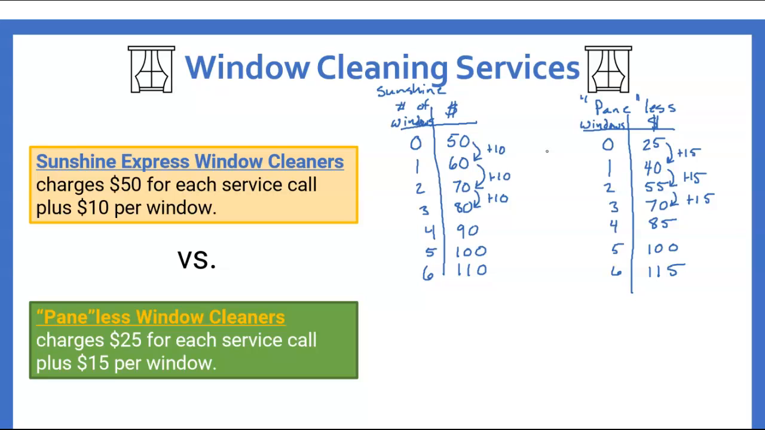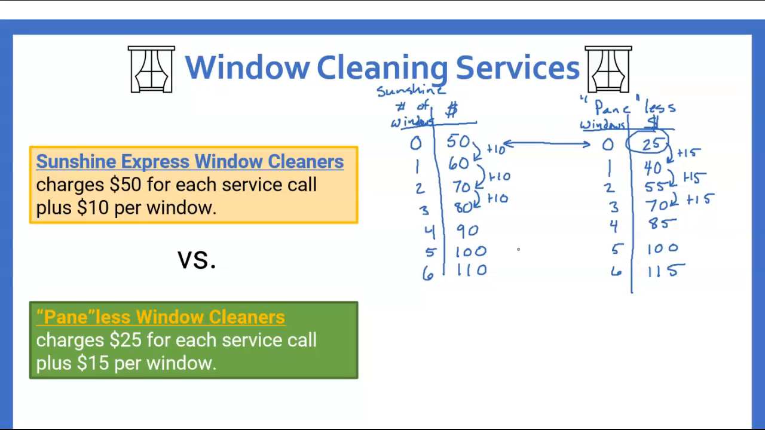Now we can compare these side by side, right? For 0 windows, again, that's silly. No one would hire them for 0 windows. But if we hired them for 0 windows, Painless would cost less than Sunshine, $25 versus $50. So this over here would definitely be better. For 1 window, Painless is still better. That continues to be the case for 2 windows, 3 windows, 4 windows.